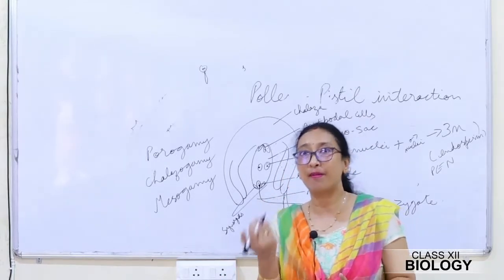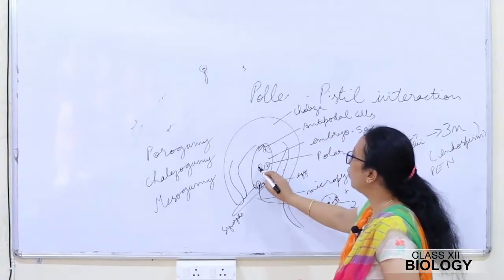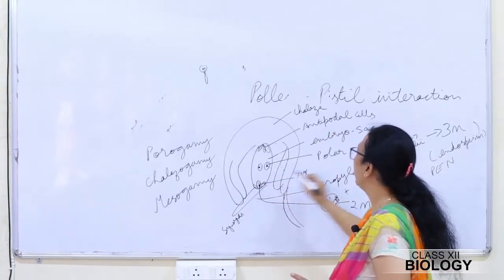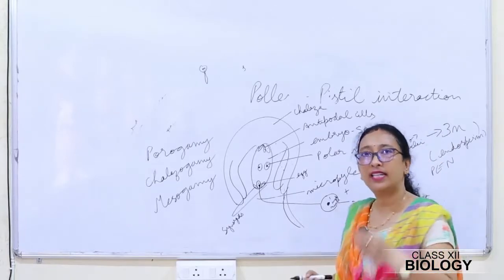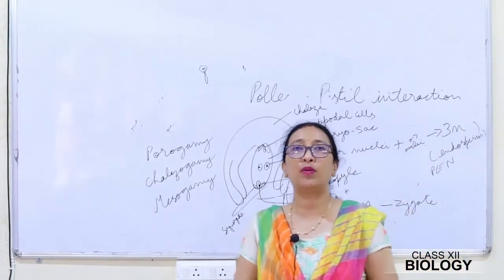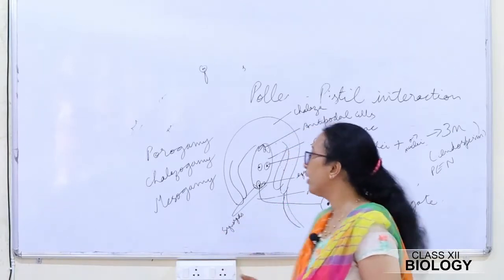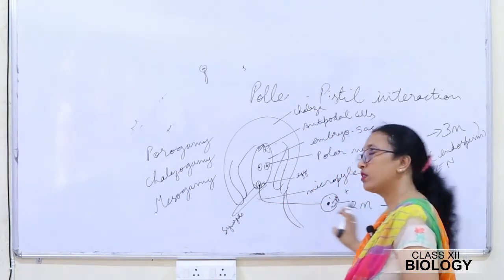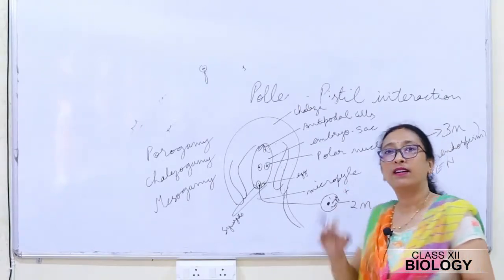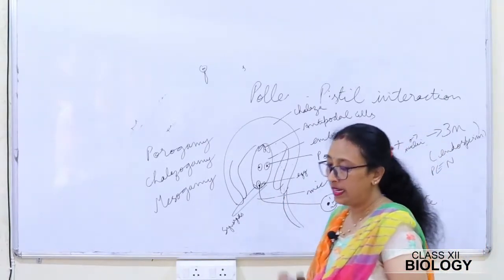And why is it known as triple fusion? 2 already plus 1, 3N. That's why it is known as triple fusion. Either it will be known as double fertilization or it will be known as triple fusion. By this way, the zygote is forming and the endosperm is being formed.